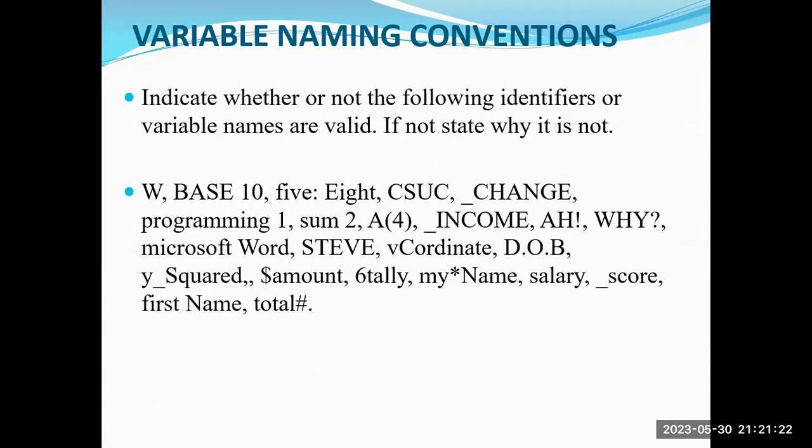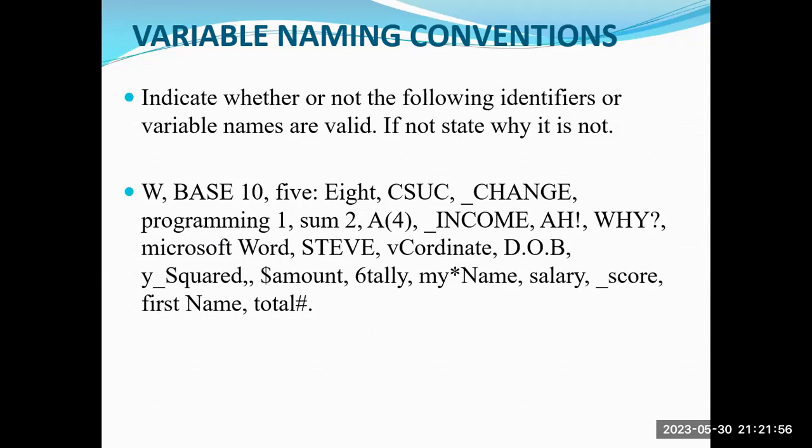Sir, please, the W and the CSUC are under inappropriate, and the underscore change and underscore income are under appropriate. Okay. So why will you say W and CSUC are not? Because we don't know what the W stands for, whether it is weight or maybe wait. We don't actually know. And then the CS. You don't know. Yes. Okay.